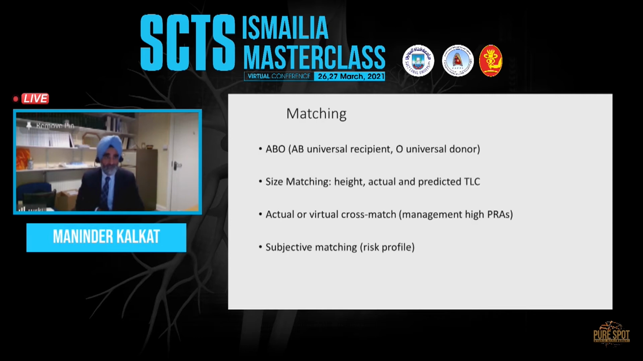And then, of course, as Prof. Jenkins just explained, we need to look into the matching, the ABO, the size matching, the actual or virtual crossmatch. And then if the PRA is high, then we need to treat that. And then, of course, the subjective matching.